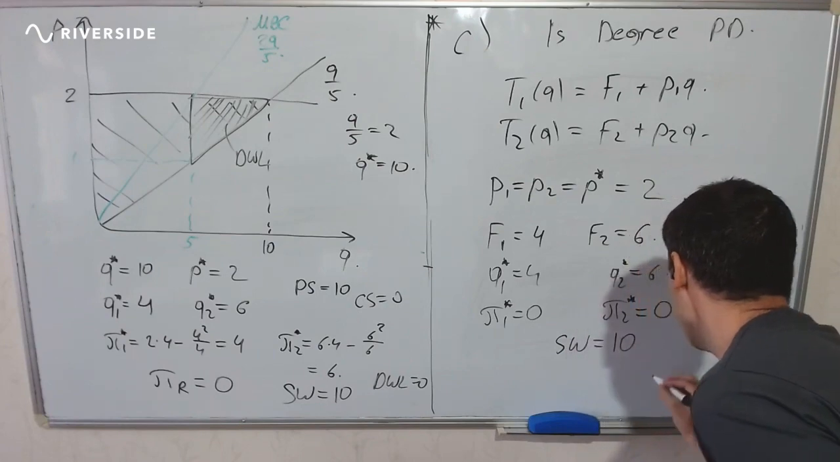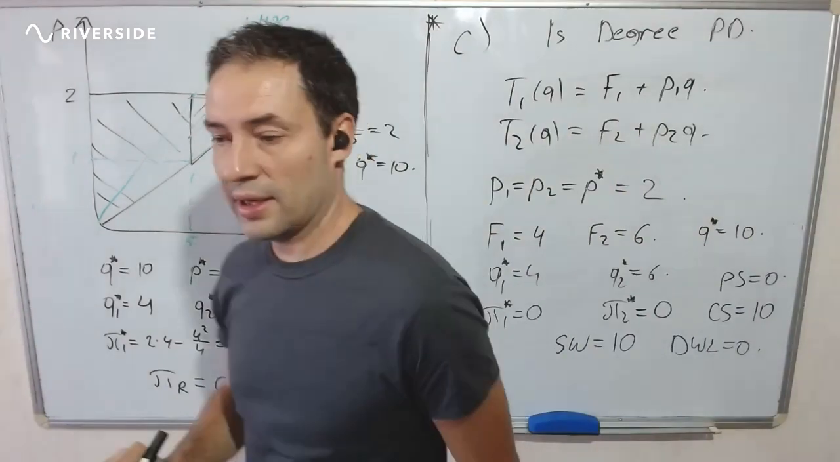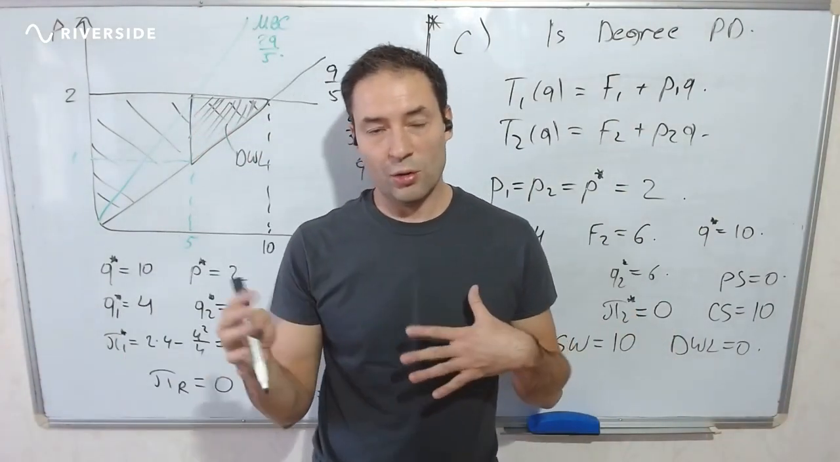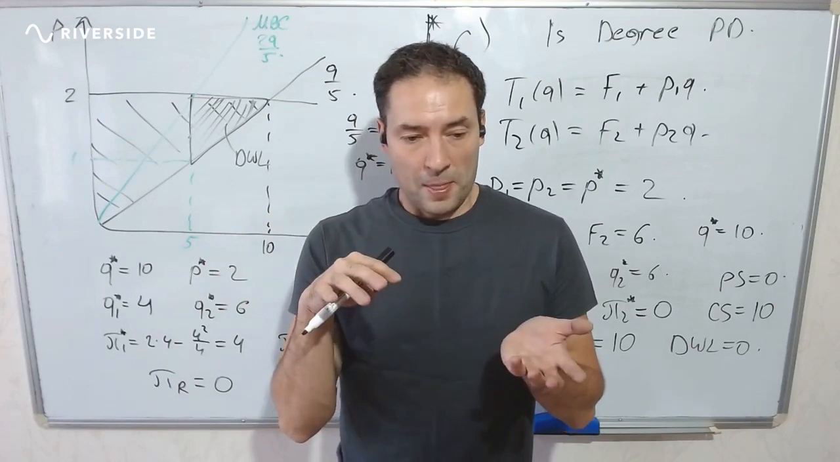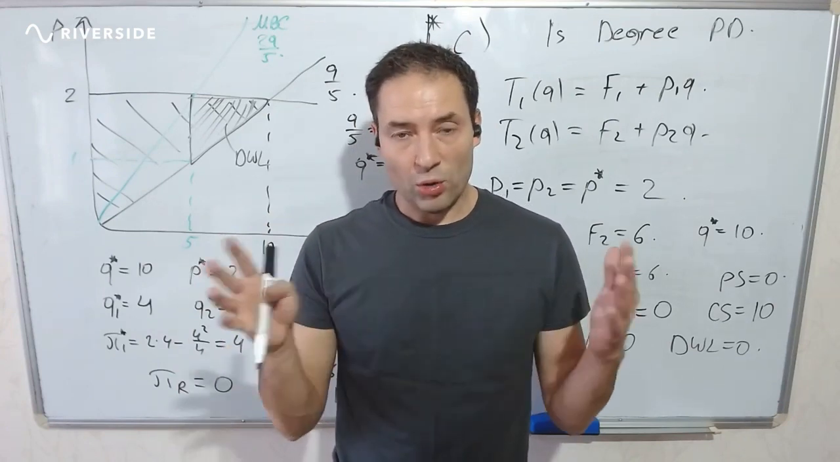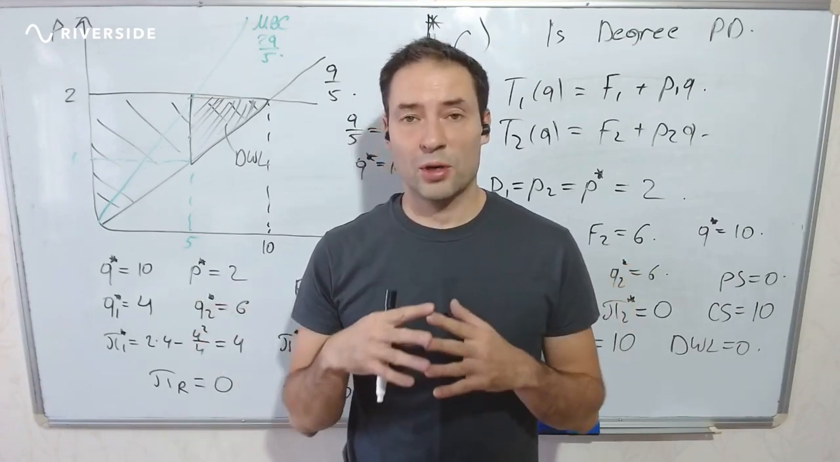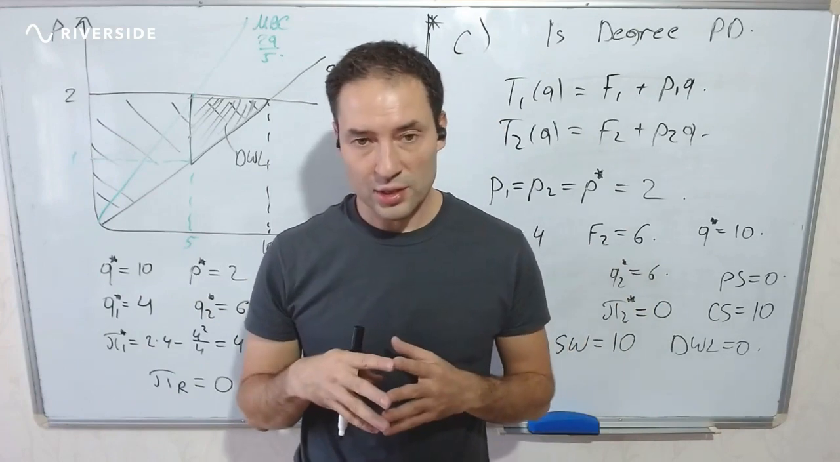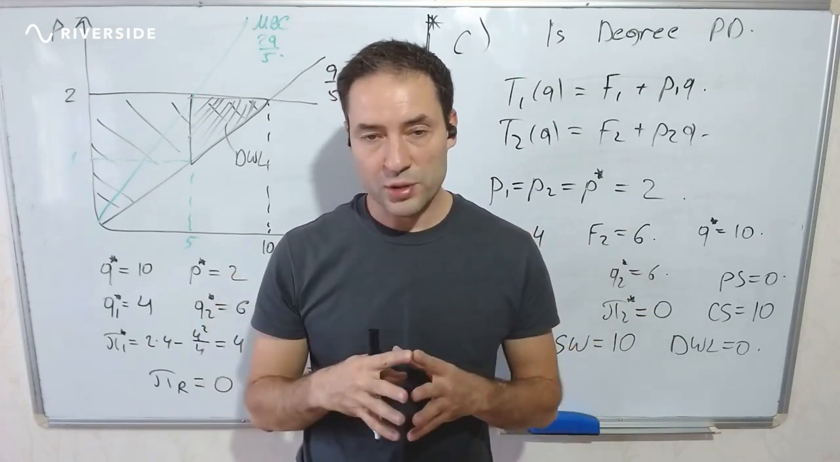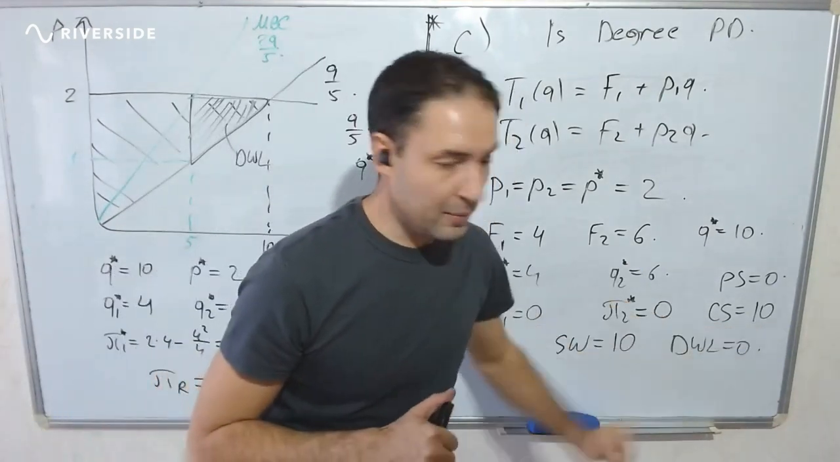So social welfare is 10, and as usual, there is no deadweight loss in this case, and the intuition is very simple. Once we allow monopsony to price discriminate, it can capture all the economic pie, all the economic surplus. Therefore, there is no reason to distort it. What monopsony will be doing is maximizing as if it was a perfectly competitive, socially optimal outcome, but then taking everything as profit.